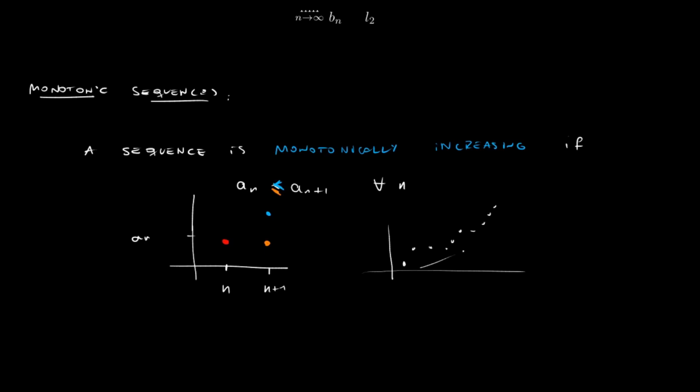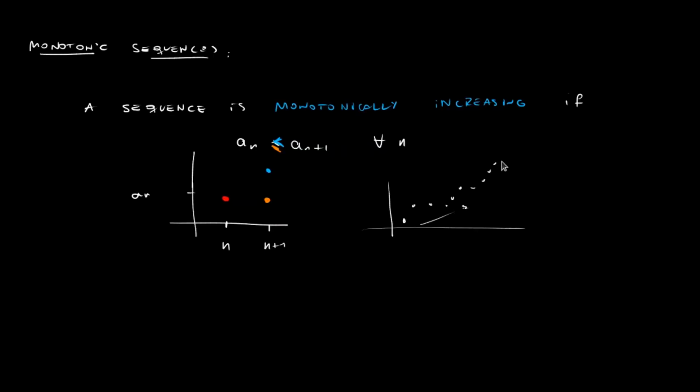The sequence is always increasing, and then in a similar fashion we get that a sequence is monotonically decreasing if a sub n is greater than or equal to a sub n plus 1, again for all natural numbers n.